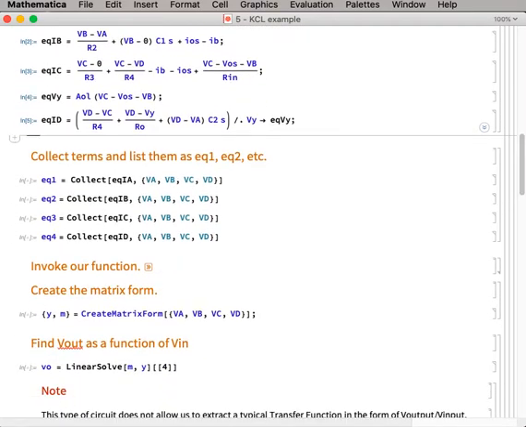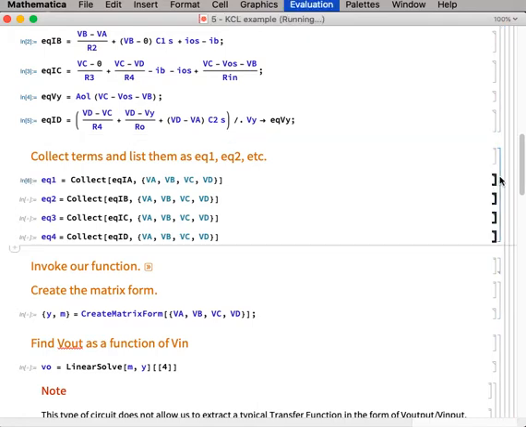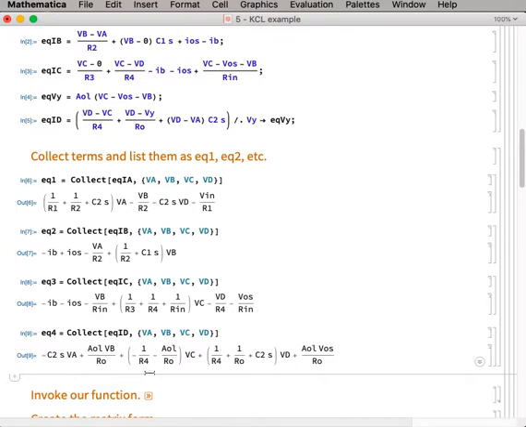Now, the next thing we want to do is collect all the terms and list them as EQ1, EQ2, etc. So we're going to use the built-in Mathematica function Collect and go through all those equations and do that. And here you can see how it does a nice job of collecting all the terms for us.